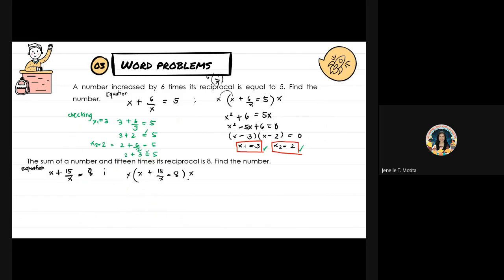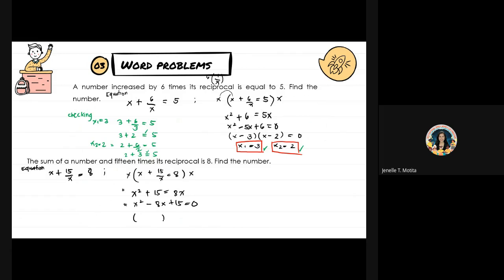Okay, tapos you distribute X, X times X. You'll have X squared. X times 15 over X, X times 15, 15x divided by x, that is 15. Is equal to 8 times x, 8x. Okay, next is we combine terms in one side. So you'll have positive 8, nilipat mo maging negative 8 yan. Negative 8x plus 15 is equal to 0.